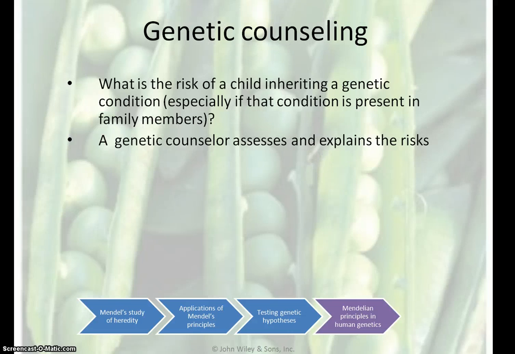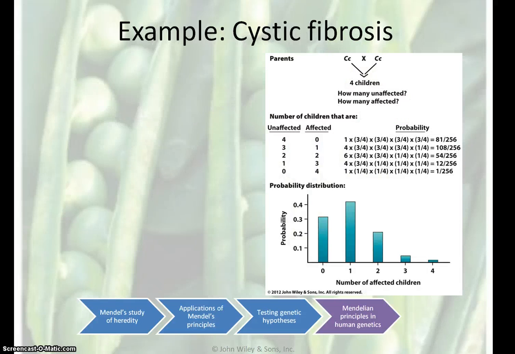All right, so moving on to genetic counseling. Sometimes people are worried, if they have a particular condition that runs in their family, what's the risk that it's going to be passed on to their offspring? A genetics counselor is someone who assesses the risk of the prospective parents and explains it to them. Your book gives you a couple of examples of what the genetic counselor might be faced with. For example, an autosomal recessive condition, cystic fibrosis.